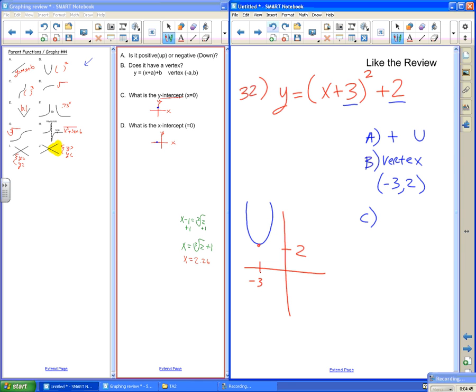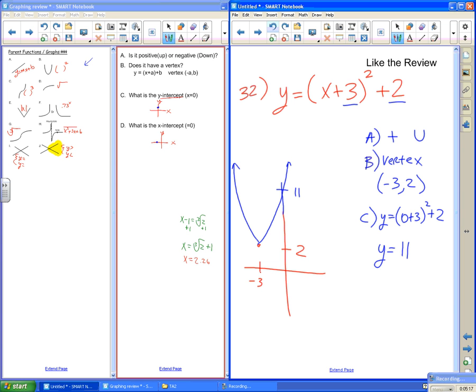C says, what's our y-intercept? So I plug in 0. Y equals 0 plus 3 squared plus 2. If I type that in the calculator, it gives me 11. My drawing's not very good here, so I'm going to go ahead and delete that so that I can make a better drawing. I know that that's my vertex, but now I know that this goes through 11 on my y-intercept. So it's going to be more like this.